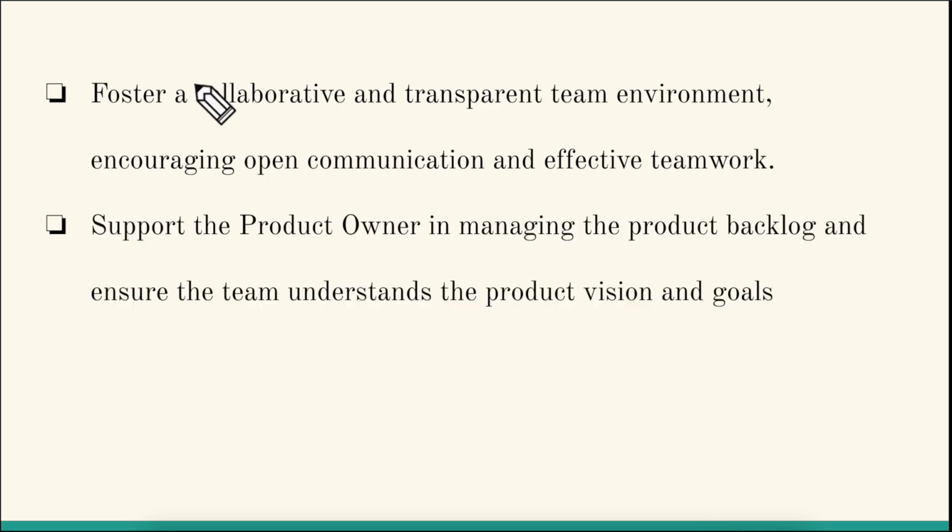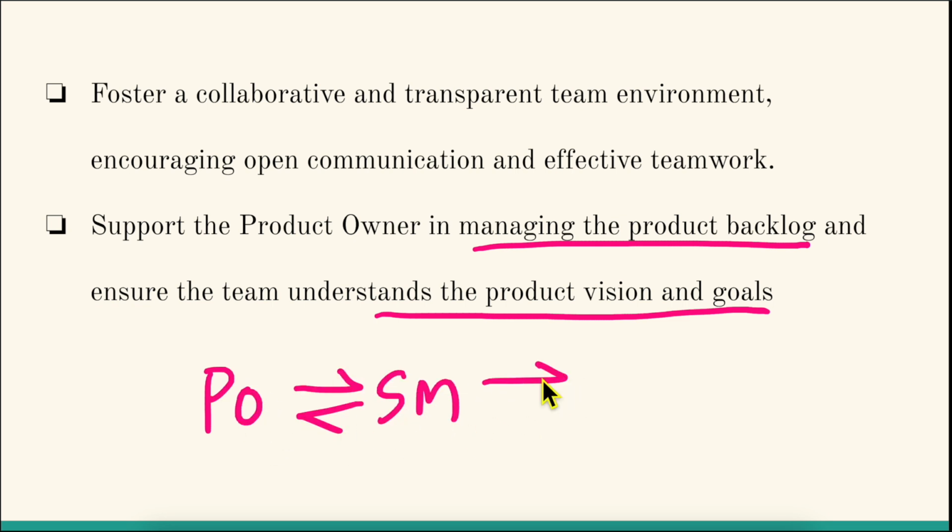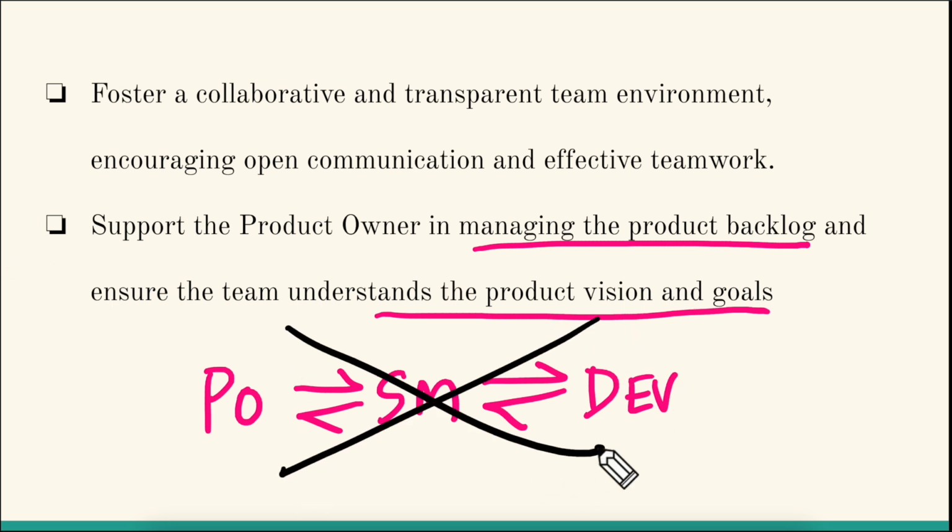The next one. In this, the Scrum Master is expected to support the product owner in managing the product backlog and ensuring the team understands the product vision and the goals. So this is one of the responsibilities of a product owner. A lot of times what people think is the product owner talks to the Scrum Master, and then the Scrum Master talks to the developer. But this is not the case, and this is the wrong expectation.